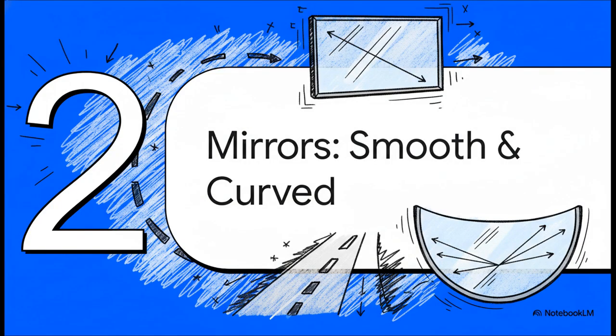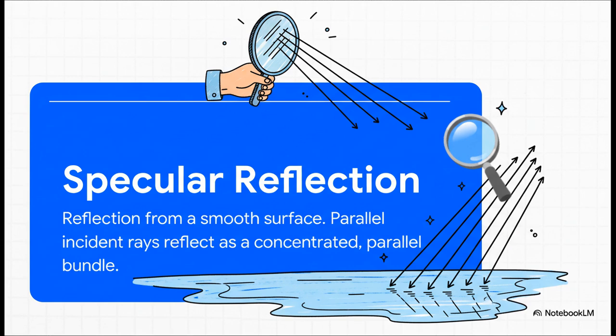Now that we've got this law, angle in equals angle out, let's see what happens when we apply it to different kinds of surfaces. We're talking smooth mirrors, rough roads, and even mirrors that are curved. So when light hits a super smooth surface, think of glass or perfectly still water, you get what we call specular reflection. Because the surface is so flat, all the parallel rays of light come in at the same angle, and so they all bounce off at the same angle too. They stay together in a nice, neat bundle, and that is what lets you see a clear image.